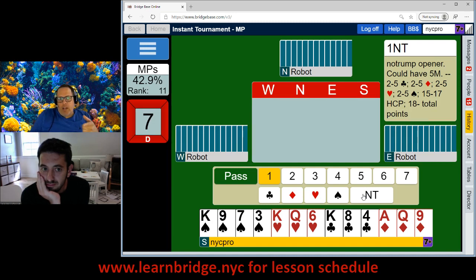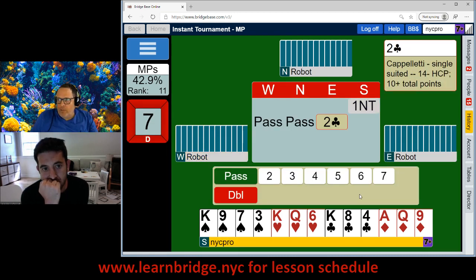If, however, I add, let's say, a spade to this hand, and I give you a 5-card suit or a better 5-card suit, now sometimes with 17, you would choose to open one of a suit and then rebid 2 no.